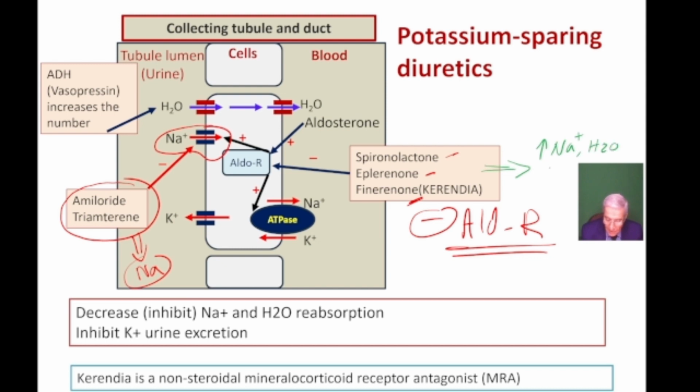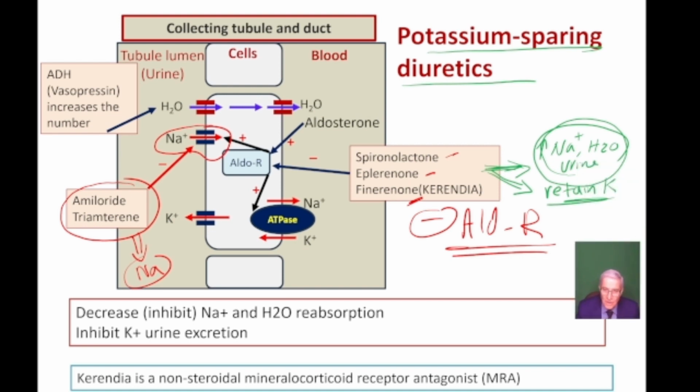The opposite action: number 1, increased excretion of sodium and water in the urine. Number 2, they try to retain potassium. Keep the potassium. For this reason, we call this one a potassium-sparing diuretic. So you can see the main effect here: this medication tries to eliminate sodium and water in the urine, but at the same time, this medication will retain potassium in the blood. If you retain potassium in the blood, that means we have a risk of hyperkalemia.